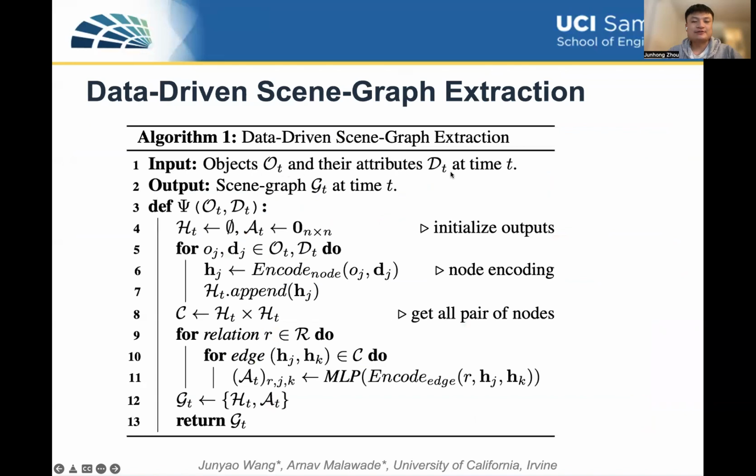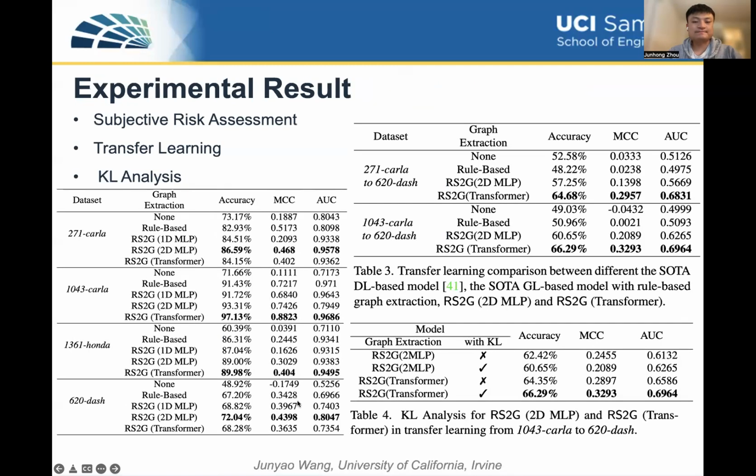An object and its attributes will be put into our function. We first encode each node with a node encoder. Then each node gets its relation with the other nodes. We use the transformer as the relation generator to get the output, and we define the number of relations to restrict them and avoid overfitting. Then we get our final output, the scene graph.